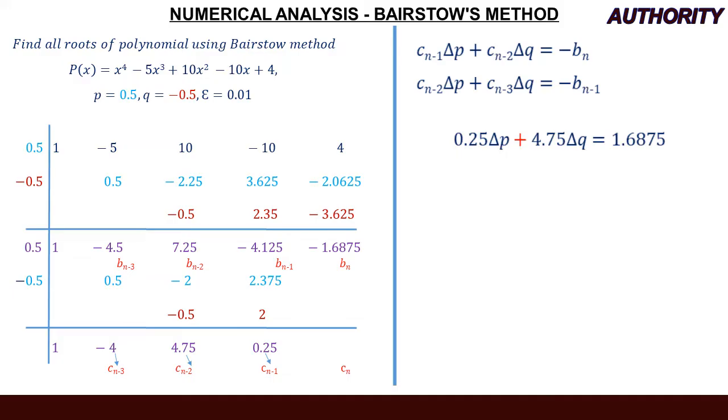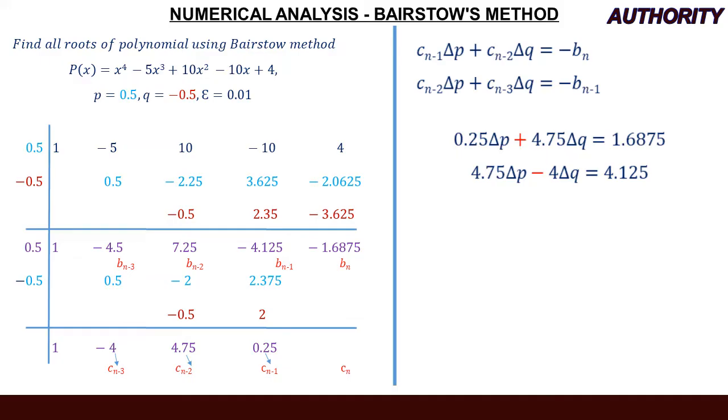Let's go to equation 2, which is Cn minus 2 delta P plus Cn minus 3 delta Q is equal to minus Bn minus 1. Look at it again. Cn minus 2 is 4.75. Then Cn minus 3 is minus 4. So here we have minus 4 delta Q is equal to minus Bn minus 1. What is Bn minus 1? Bn minus 1 is minus 4.125. So here minus is going to give us plus, so here we have 4.125.